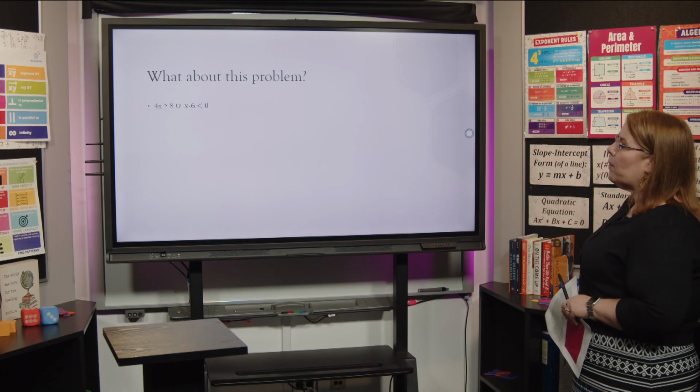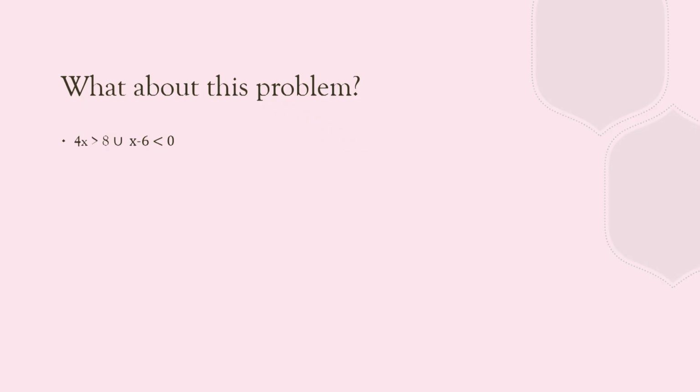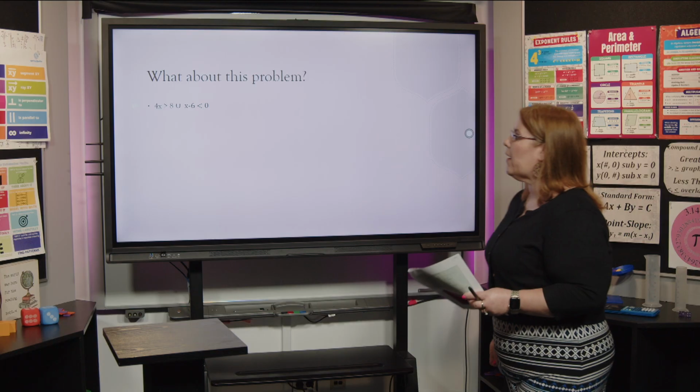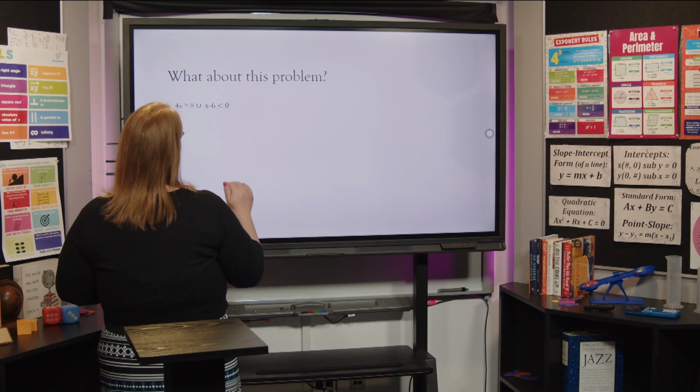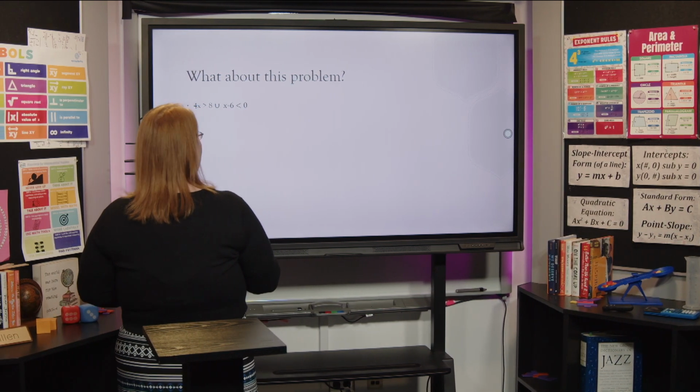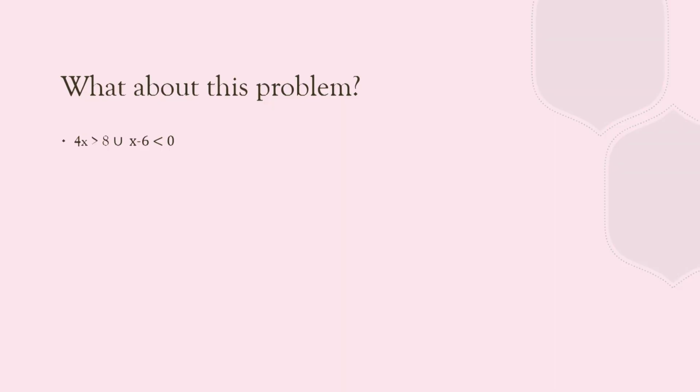Okay, what about this problem? Miss Killen, you're making a specific problem, so this may be a little funny business. I don't know, let's work it. So here we go. 4x is greater than 8, or x minus 6 is less than 0. So let's go ahead and get our variables by itself. I'm going to divide by a positive 4, so x is greater than 2, or I'm going to add 6 to both sides, and x is less than 6. Let's go ahead and graph this and see what this does.